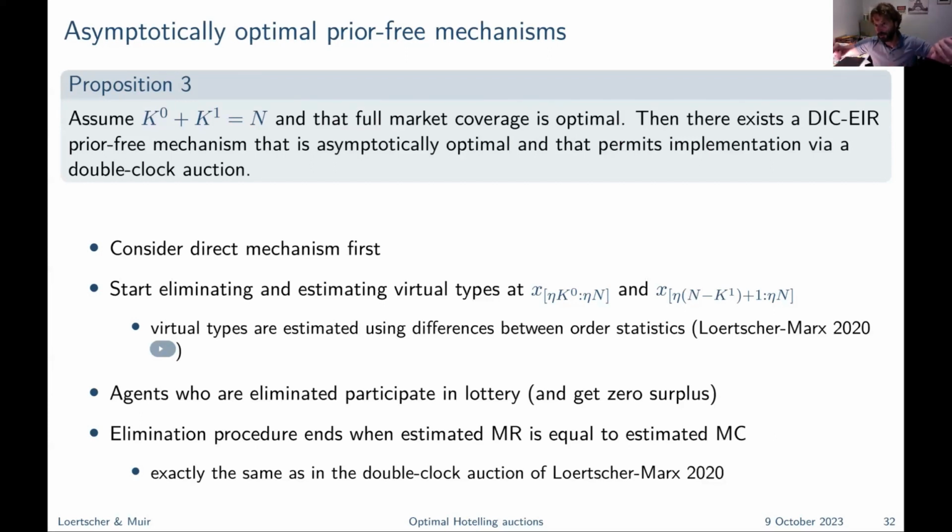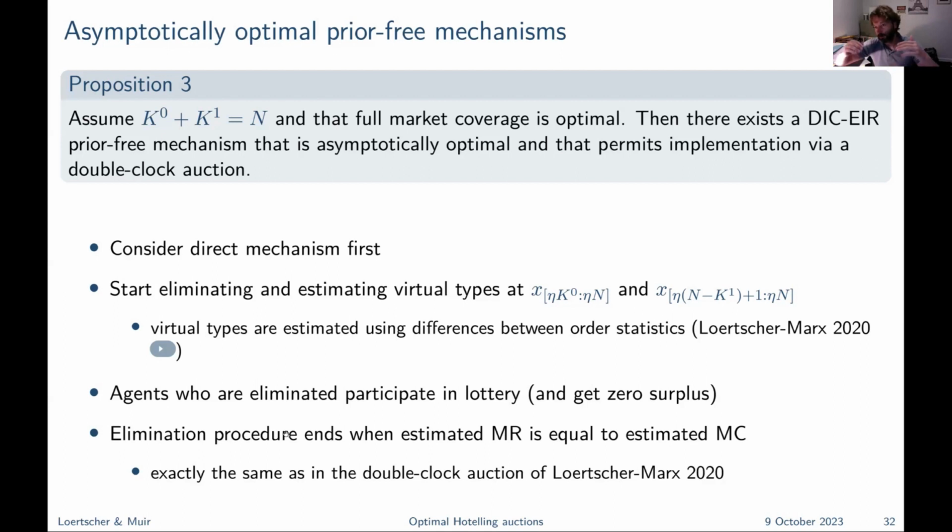And as you start eliminating in that way, you can start estimating the virtual values and the virtual costs based on their reported types, using the spacings or the statistics based procedure that we had in the paper with Leslie in Chat a couple of years ago. And as you drop out and participate in the lottery, your surplus is going to be 0. So this is as if you were dead, or as if you exited the auction from your perspective. So there's not going to be an incentive compatibility problem there.